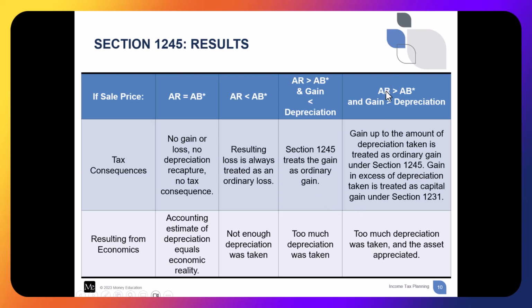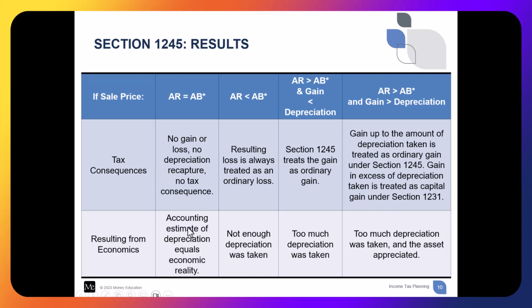If the amount realized is greater than the adjusted basis and the gain is greater than depreciation, then the amount taken as depreciation is treated as ordinary, and any excess gain is treated as 1231.